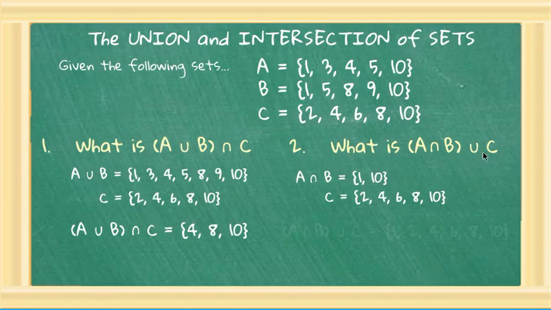Now I want the union of these two together. So that's anything in either or. So I'm looking at they have a 1, a 2, a 4, 6, 8, and then they both have a 10. So anything in either one or the other goes here.